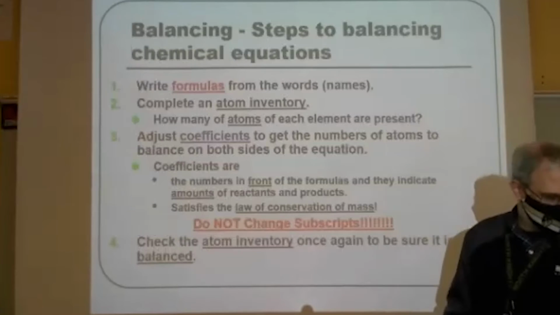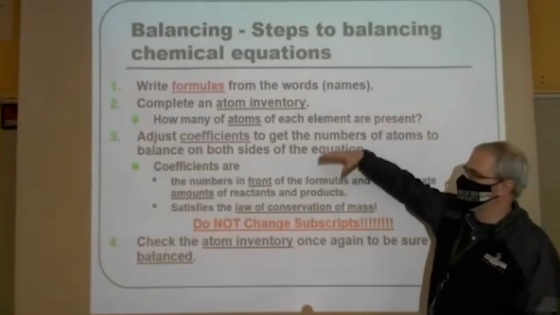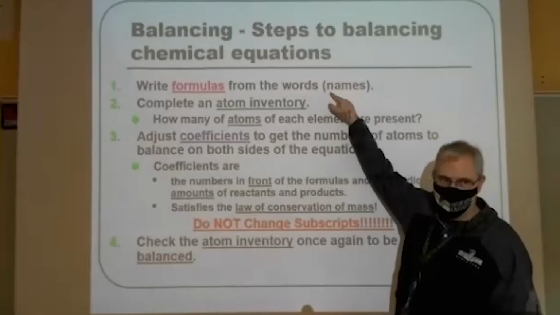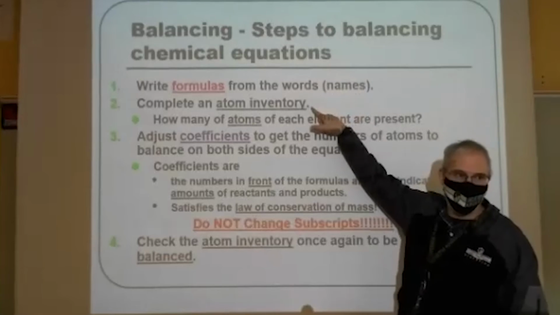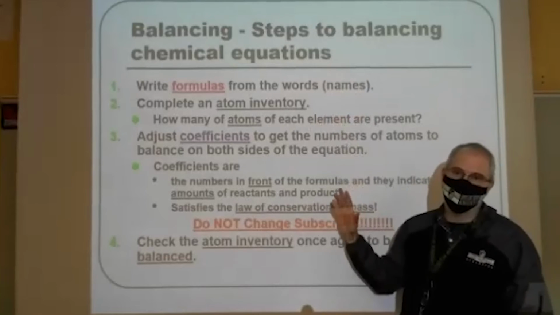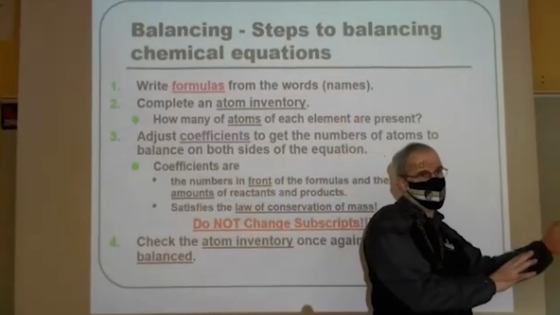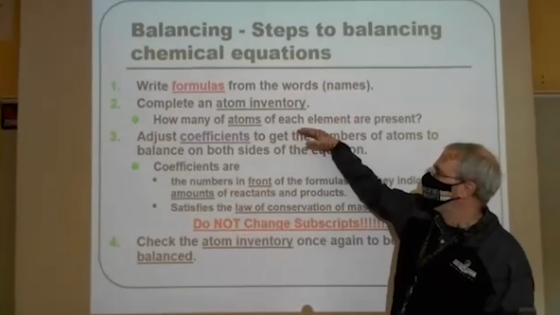Let's see, that's a redundant slide. Here's what you're going to go through. As you do this, if you need it all written out in directions, here you go. You're going to write formulas down if you don't have them. Then you're going to complete some kind of an atom inventory. On this side of the reaction, I have a sodium. On this side of the reaction, I have 2 sodium. Something like that where you're going to keep track of how many you have.